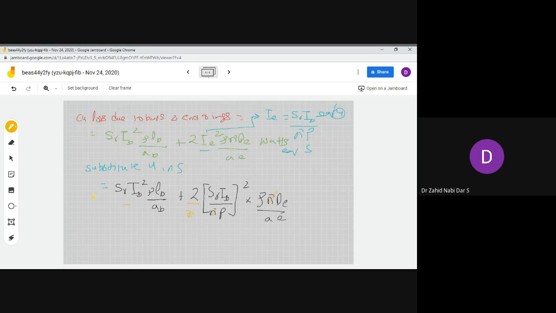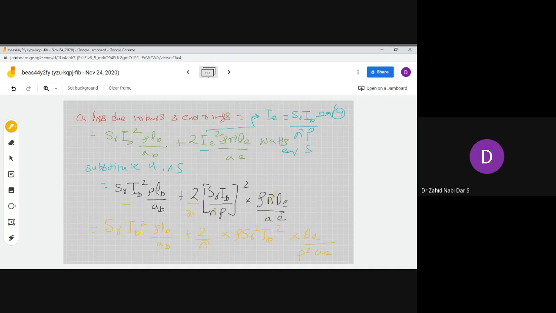Apart from that, you can write this again as SR IB square rho LB by AB plus 2 by pi into rho SR square IB square, into DE by AE, and here P square will come. So you have this equation over here.